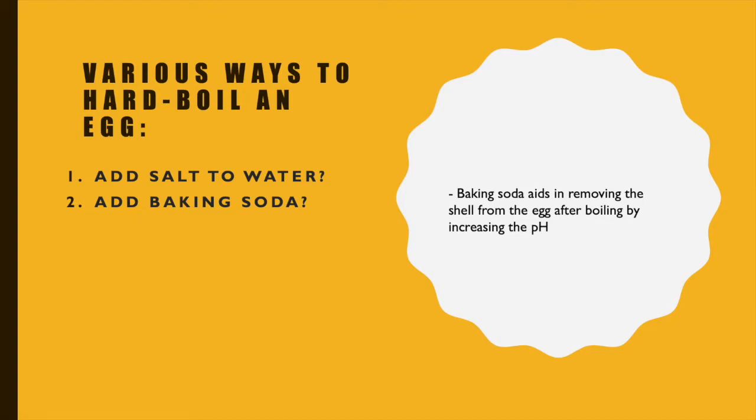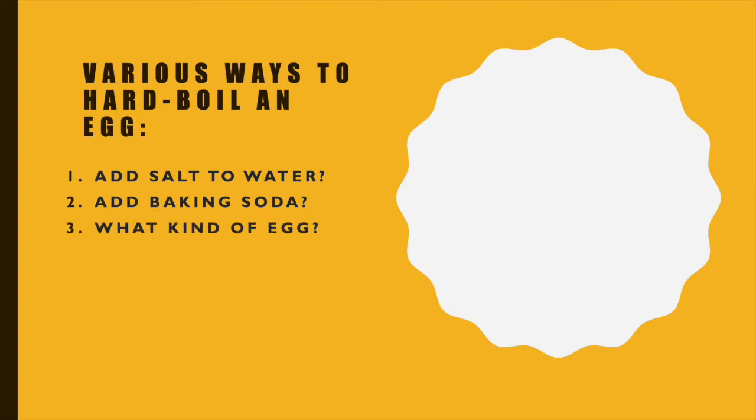However, this may not be as necessary for older eggs. This is because fresh eggs have a lower pH than older eggs. When an egg is first laid, it has a pH around 7.6, but as it ages, it loses carbon dioxide. After just a few days, the pH may reach a pH around 9.7.